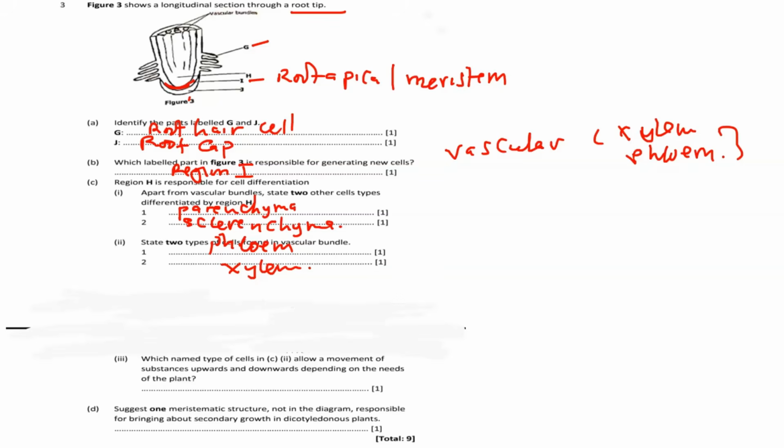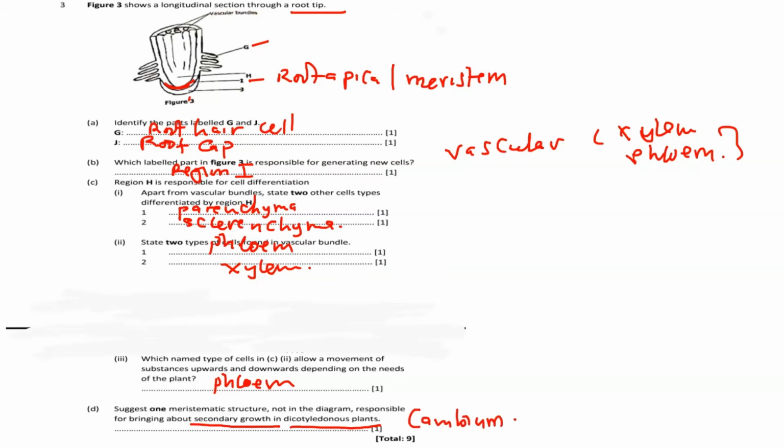This one, we've looked at and I had time to explain. So this one is the what? The phloem. Then suggest one meristematic structure not in the diagram responsible for bringing about secondary growth in the dicotyledonous plant. So you need to look at the types of growth. There's primary growth, where we are just looking at the upward increase in length of the plant. But if you look at secondary growth, we are looking at the increase in the girth, the thickness, of the plant. So the one that is responsible here, and that is question D.